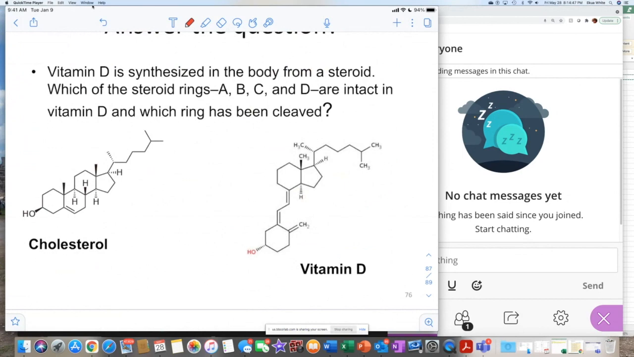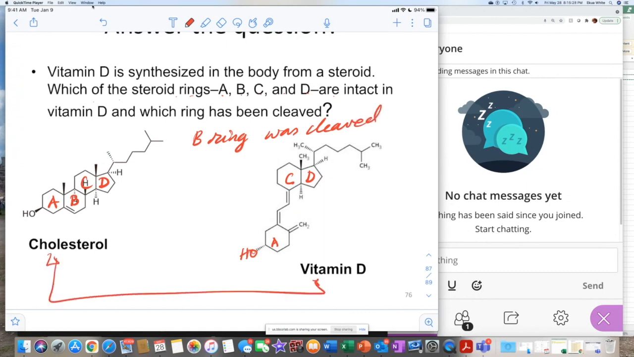Okay. Vitamin D is synthesized in the body from a steroid. Which of the steroid rings A, B, C, and D are intact in vitamin D, and which one has been cleaved? If this is the A, B, C, D rings from the cholesterol, I still see an A here, because you have an OH here, that's A. This looks like it was B. If I bring this back in here, B got broken apart, and this is C and this is D. So I'll say the B ring was cleaved. This is just to let you know there's a correlation between vitamin D and cholesterol.